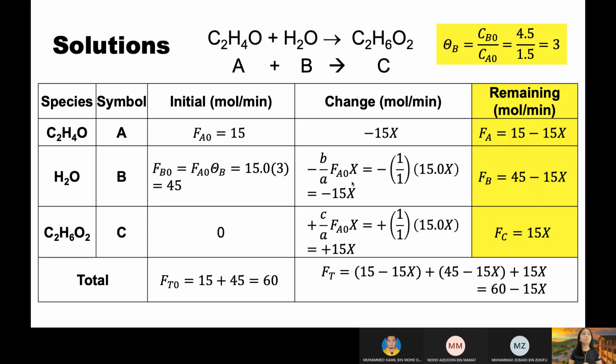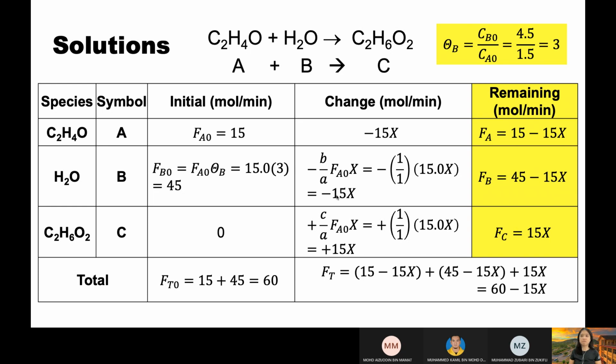Berapa banyak B yang telah bertindak balas? Okay, so formula dia minus B per A FA0X. So again dalam contoh ni, soalan ni, X ni, dia tak tahu, kita tak tahu nilai dia. Sebab tu kita kena tinggalkan nilai X tu sebagai X. So minus B per A, you look at the stoichiometric coefficient. It is 1A reacting with 1B or 1 ethylene oxide with 1 water. So B per A dia 1 per 1. So net minus 1 per 1 multiply with 15, the FA0, multiply with the X, you get minus 15X.